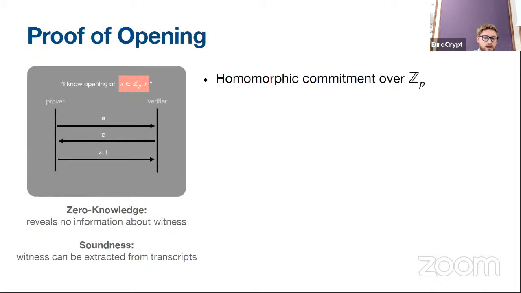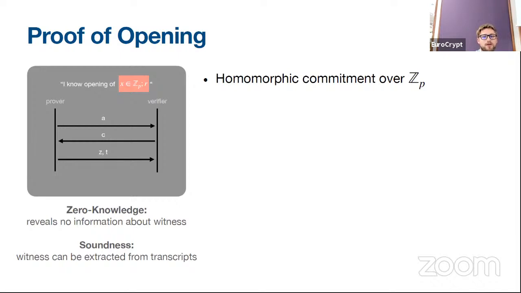So essentially that's the goal. For actually extracting a short value, we want to build a zero knowledge protocol for extracting a short value. For this, we look into how you usually prove openings. We just have a standard sigma protocol that has zero knowledge and soundness. We use the most common sigma protocol for this.